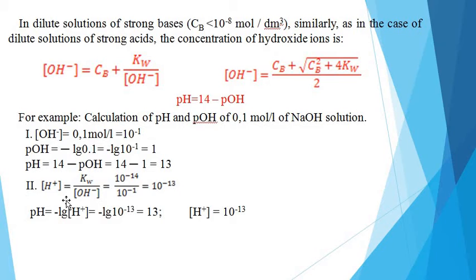The concentration of hydrogen ion is equal to 10 to the minus 13 power, pH is equal to the negative logarithm of the concentration of hydrogen, and it's equal to 13, and the concentration of hydrogen ions is equal to 10 to the minus 13 power.